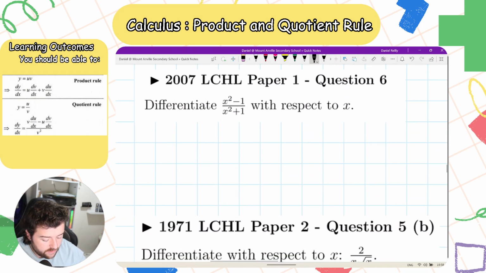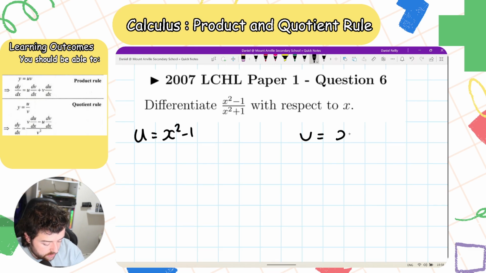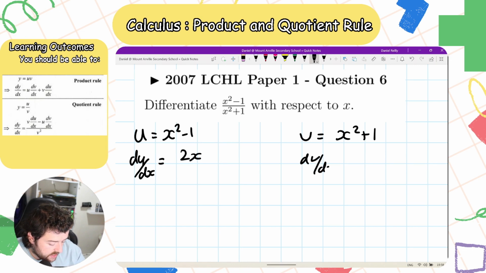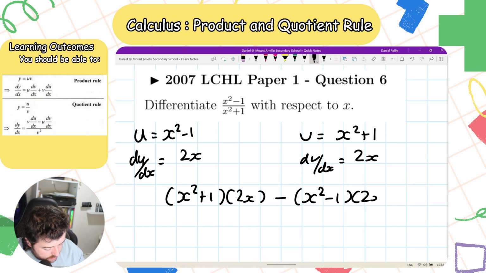Next one, differentiate x squared minus 1 over x squared plus 1. So u is equal to x squared minus 1. V is equal to x squared plus 1. So du dx is equal to 2x. dv dx is going to be equal to 2x. That is going to be x squared plus 1 times 2x minus x squared minus 1 times 2x all over x squared plus 1 squared.